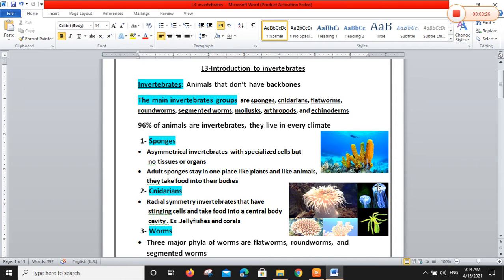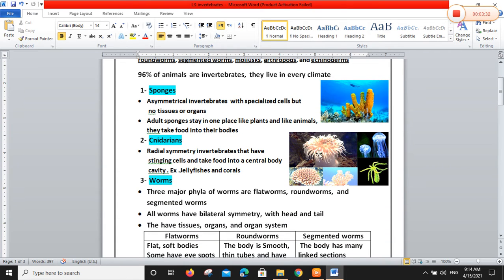These are sponges. What about group 2, cnidarians? Cnidarians have radial symmetry, like jellyfish. They are invertebrates that have stinging cells and take food into a central body cavity. Examples of cnidarians are jellyfish and corals.